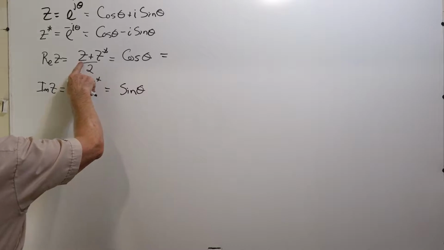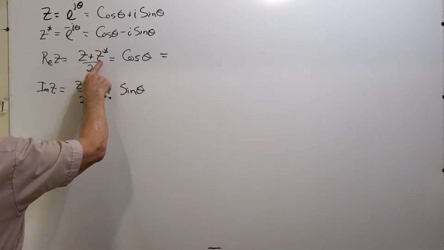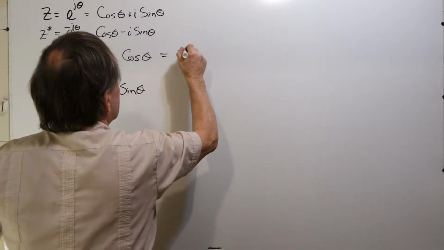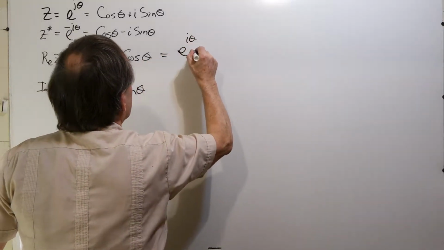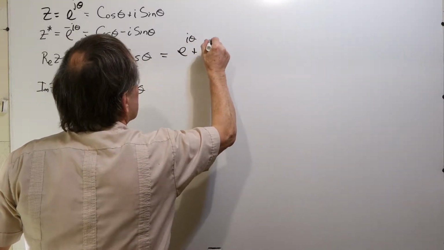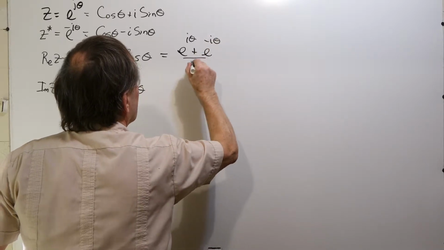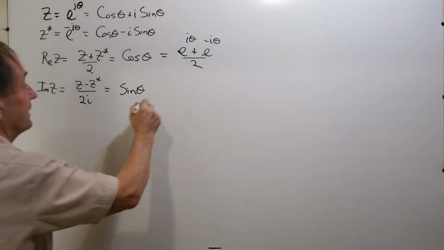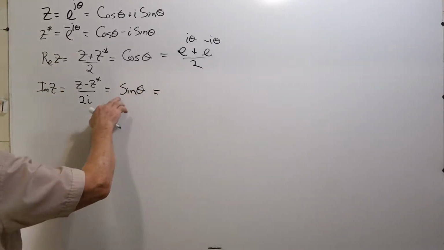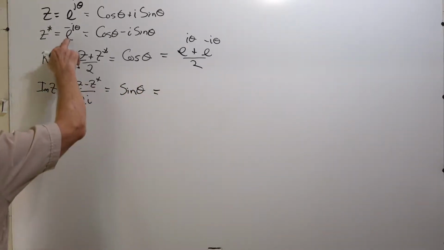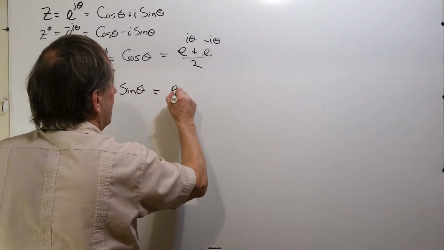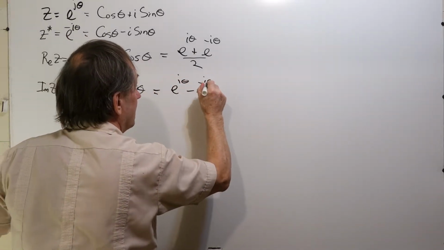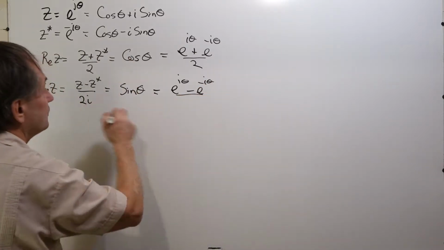Now, let's also look at this in terms of exponentials. If I add z and the conjugate of z and divide by 2 in polar form, this is e to the i theta plus e to the minus i theta over 2. That's this portion here written in terms of exponentials. And the sine is z minus z conjugate, which is e to the i theta minus e to the minus i theta over 2i.